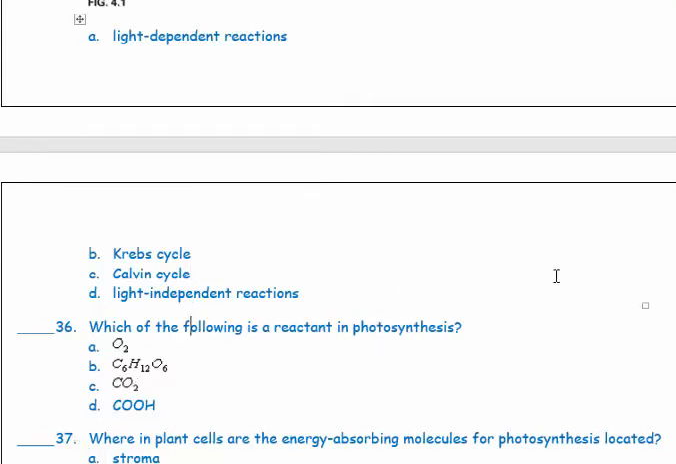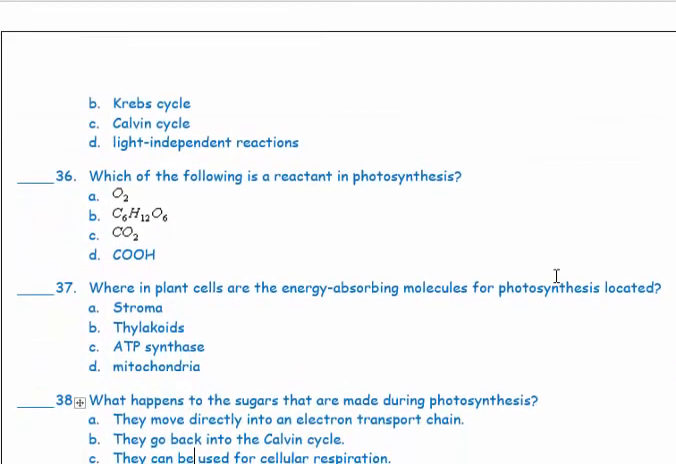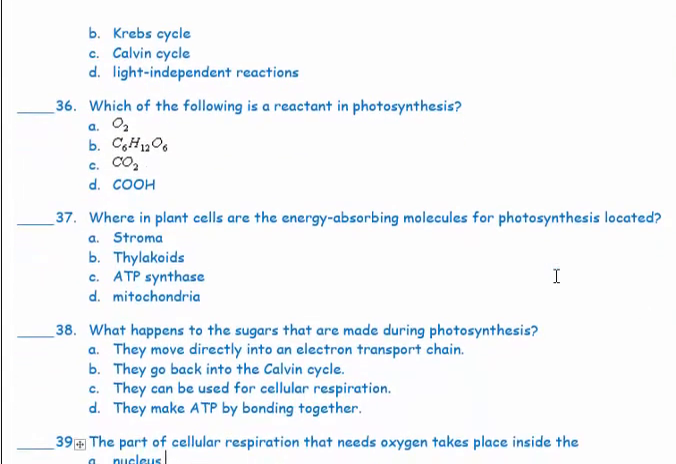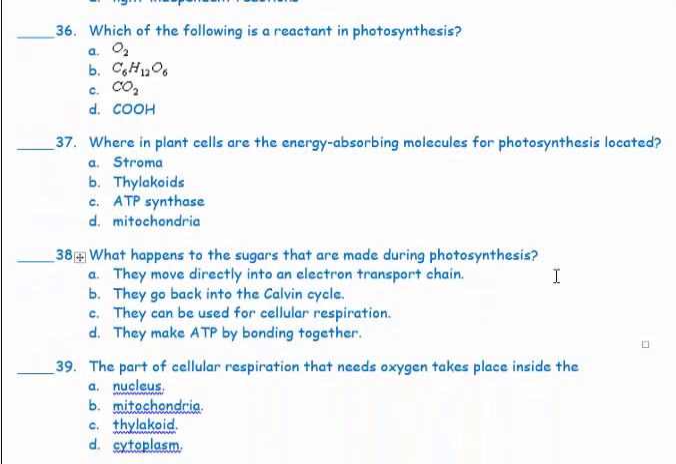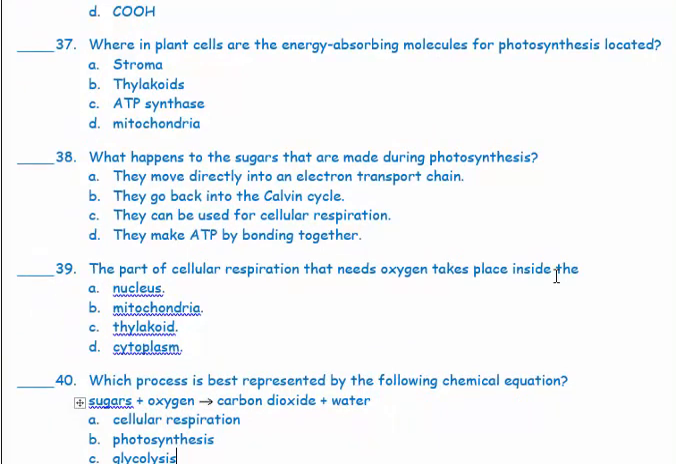37. Where in plant cells are the energy absorbing molecules for photosynthesis located? 37B, in the thylakoids, which are part of the chloroplasts. 38. What happens to the sugars that are made during photosynthesis? C. They can be used for cellular respiration. It starts with photosynthesis and then they have to be used for cellular respiration in order to help the plant grow and repair.